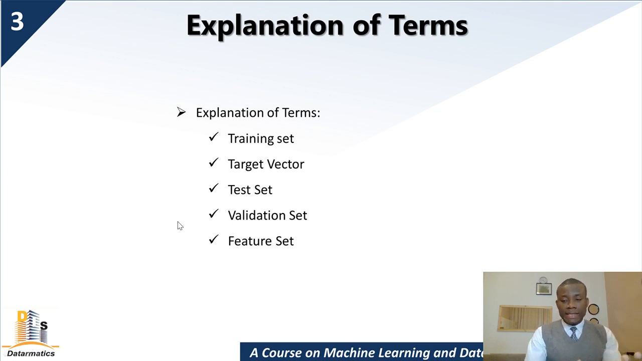Then we have the test set. After building a model, you need to test it using some test data set. So you need a small data set to be able to test your model, feed this data into the model and see how it produces output. The data set you use to perform this test is called the test data set.